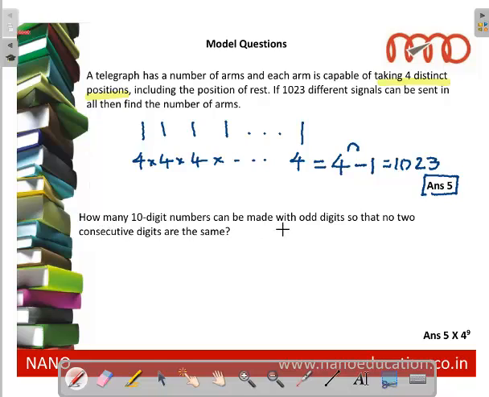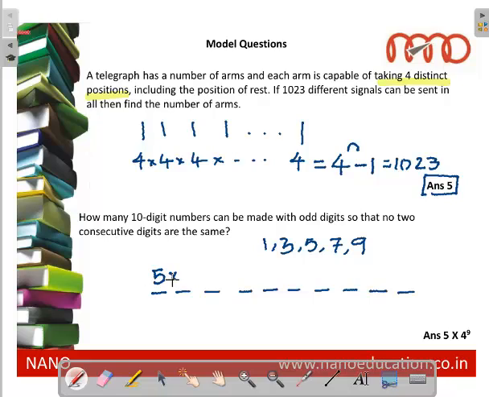How many 10-digit numbers can be made with odd digits so that no 2 consecutive digits are same? How many 10-digit numbers can be made with odd digits? How many odd digits are there? 1, 3, 5, 7 and 9. Using these 5 odd digits, we need to construct a 10-digit number. So let this be the 10 places. First place you can fill with any number: 1, 3, 5, 7 or 9. You can fill that in 5 ways.